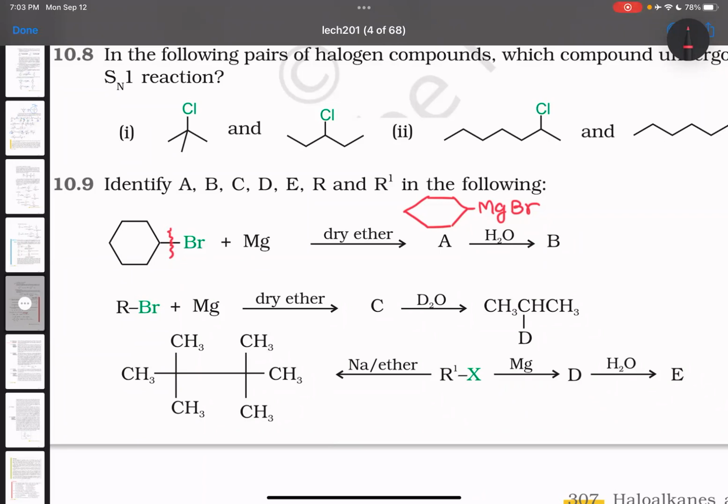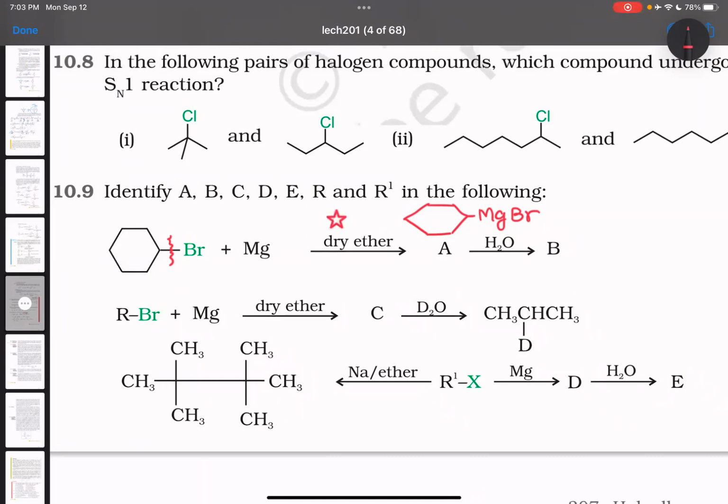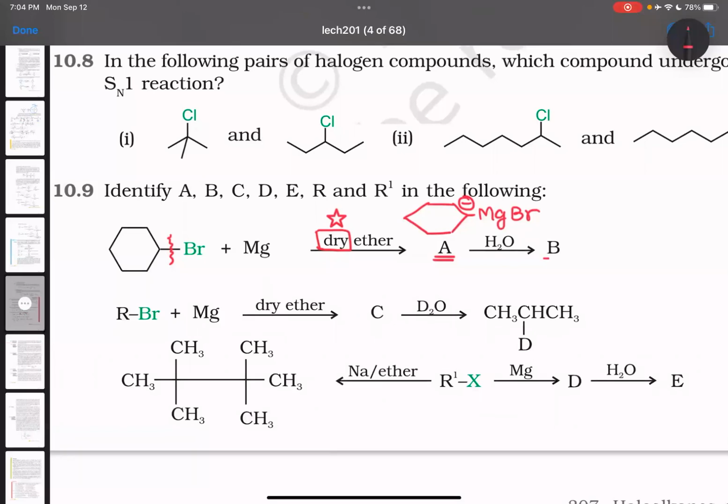Specifically, we have mentioned just now that while preparing Grignard, water should not be there. Otherwise, the carbon atom in the Grignard, which has a negative charge, will take H plus from the water and convert to alkane. So here we took dry, which means there should be no water. But suppose we take this Grignard and deliberately react it with water. You can see that we are reacting this Grignard with water. So what is going to be the B?